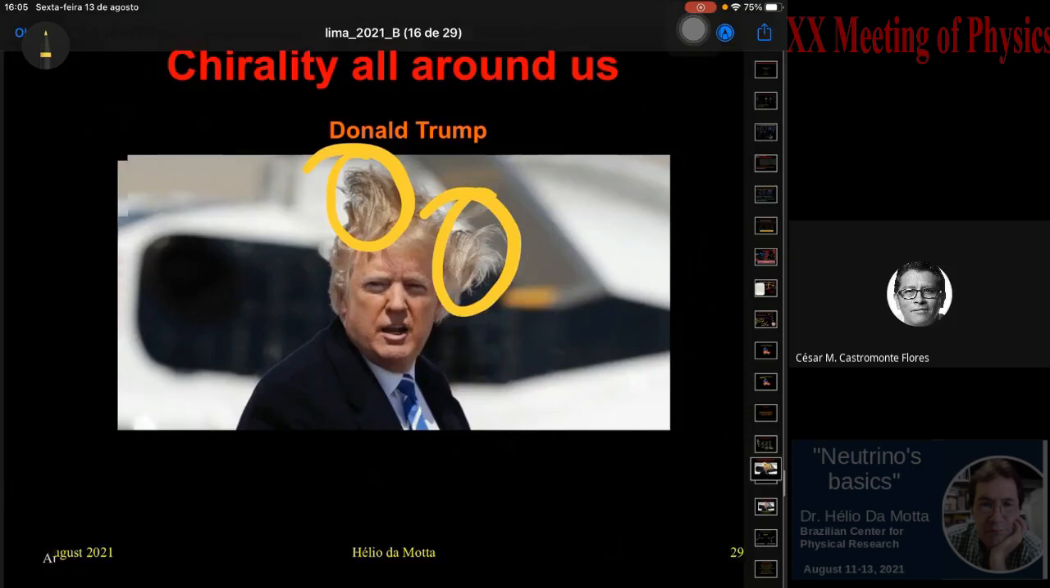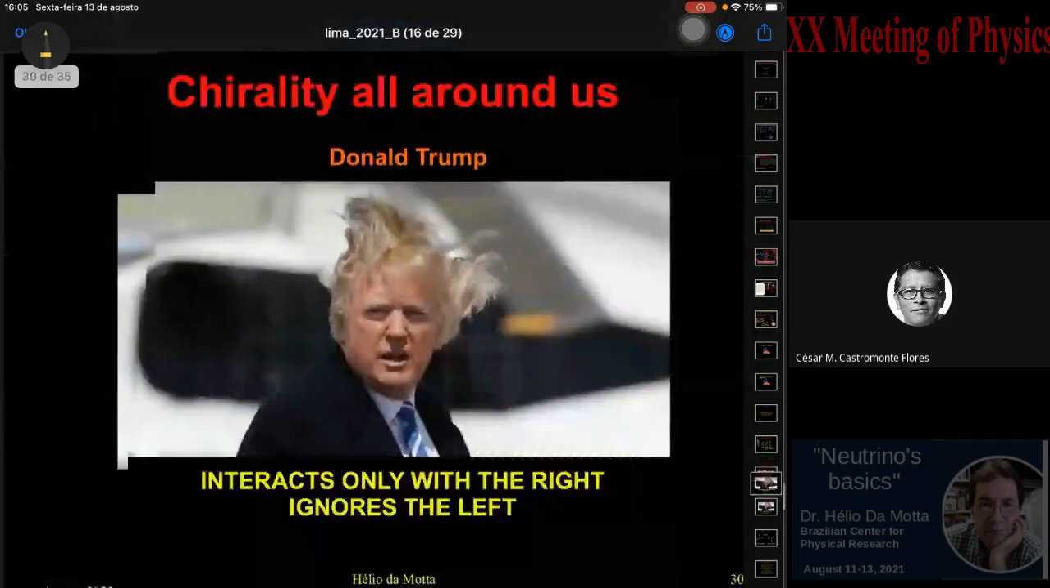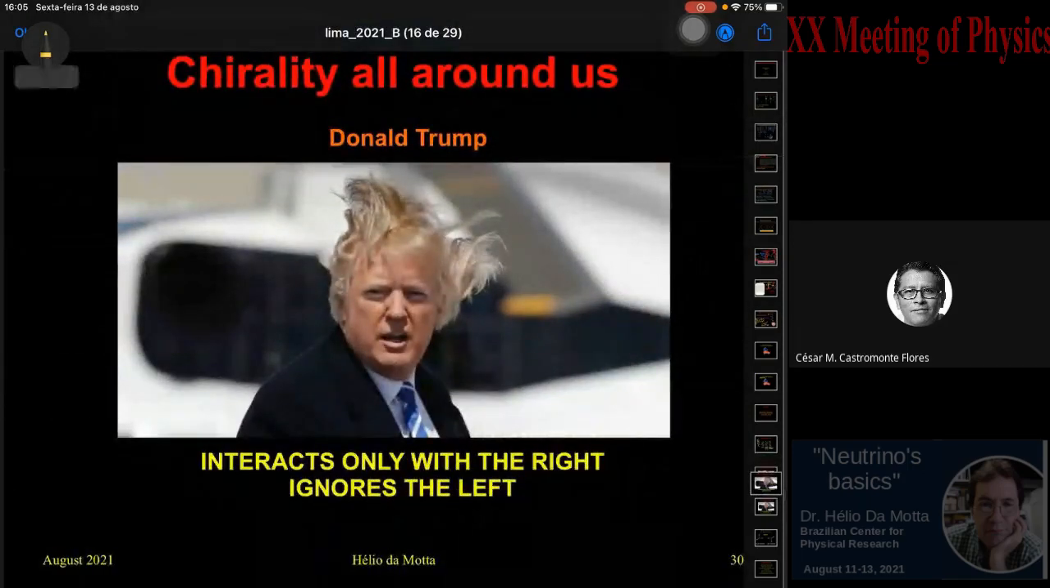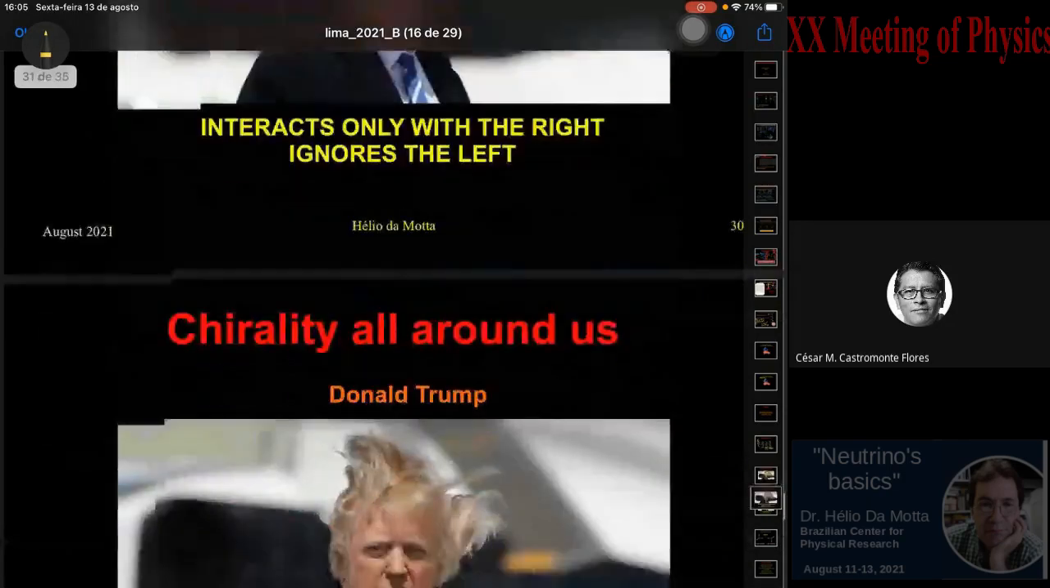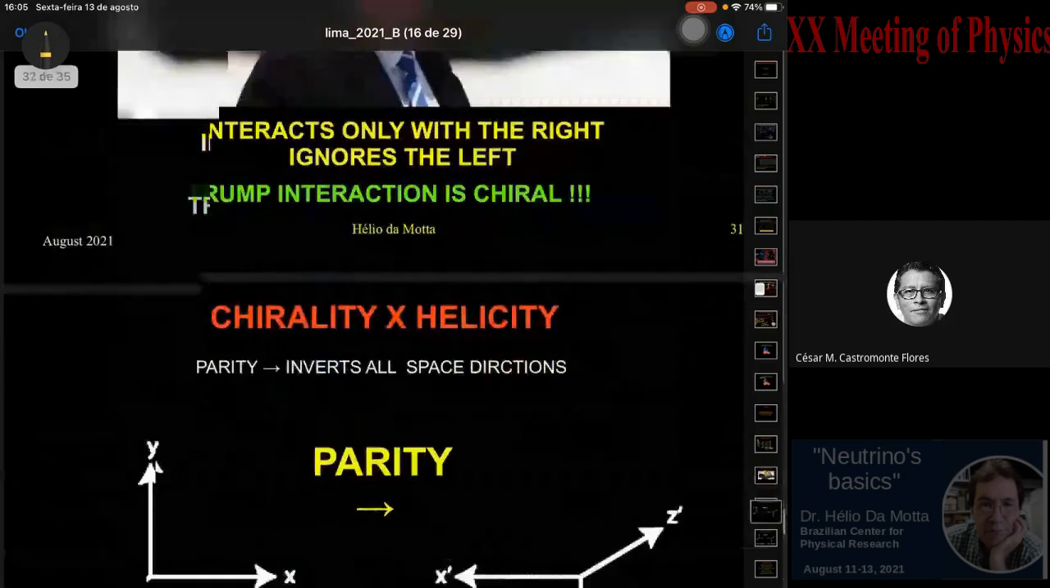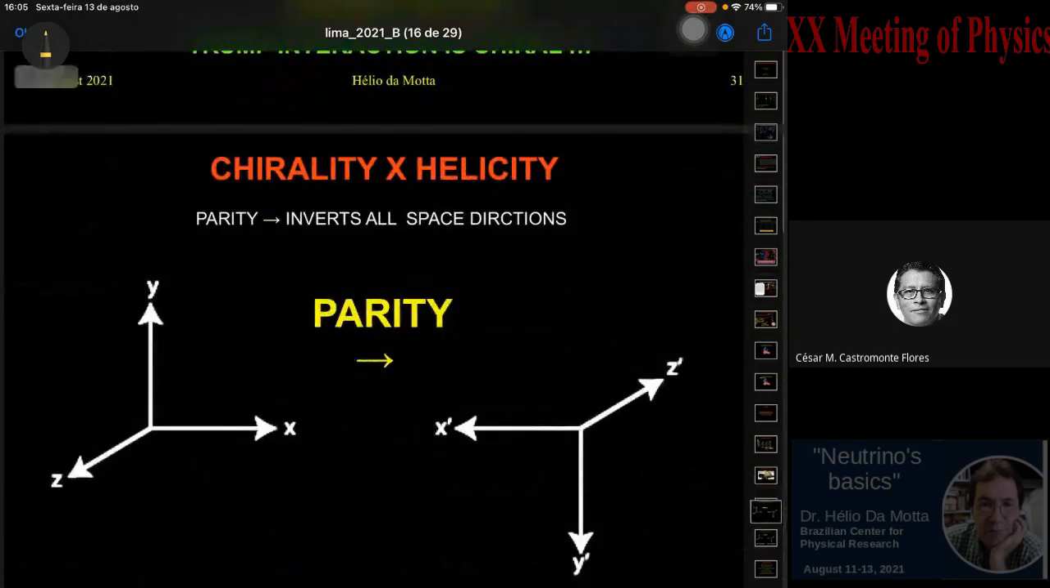And more than that, Donald Trump interacts only with the right. He ignores the left completely. So Donald Trump's interaction is also chiral. His interaction prefers right over left. So not just he himself is chiral, but the interaction that's associated with him is also chiral. He could interact in both ways. Okay? And so what? Is this just a joke? No, it's not a joke.